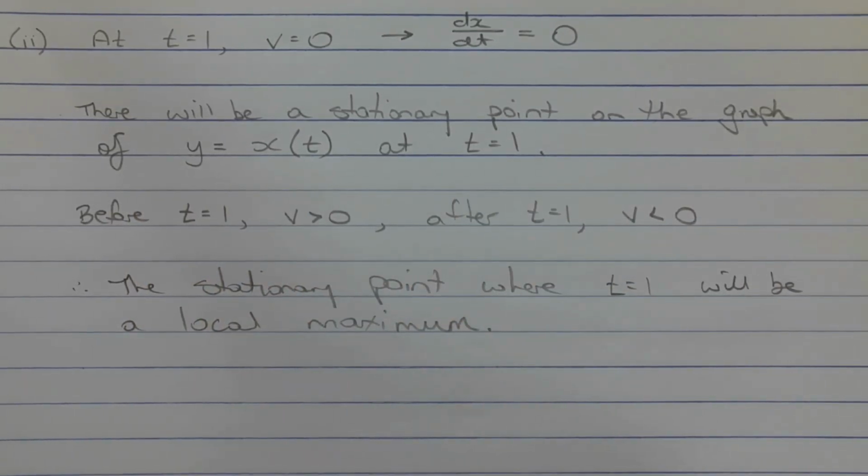Now, before time t equals 1, the velocity of the pen is positive because the graph is above the horizontal axis. And after time t equals 1, the velocity is negative because that part of the graph is below the horizontal axis. Therefore, the stationary point where t is equal to 1 will be a local maximum.